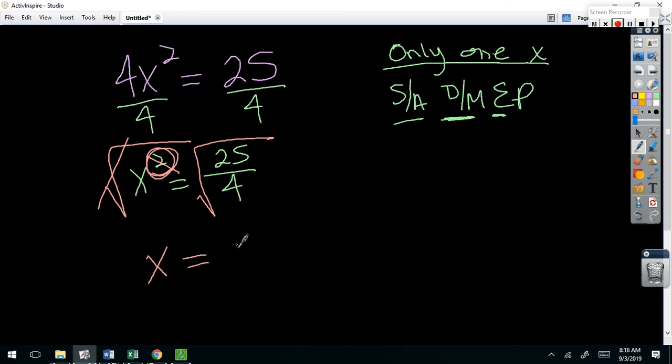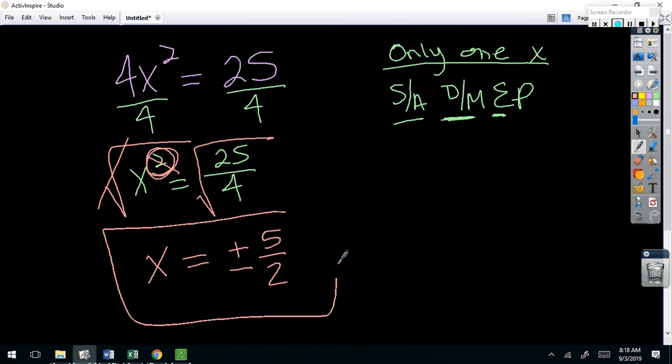Now I'm going to throw something in front of here. Does anybody know what? Remember doing that? Plus or minus. So you can have the positive or the negative. What's the square root of 25 over 4? 5 over 2. So understand this has two answers, right? It's positive 5 over 2 or negative 5 over 2. Does that make sense? Okay, let's kick it up a notch then.